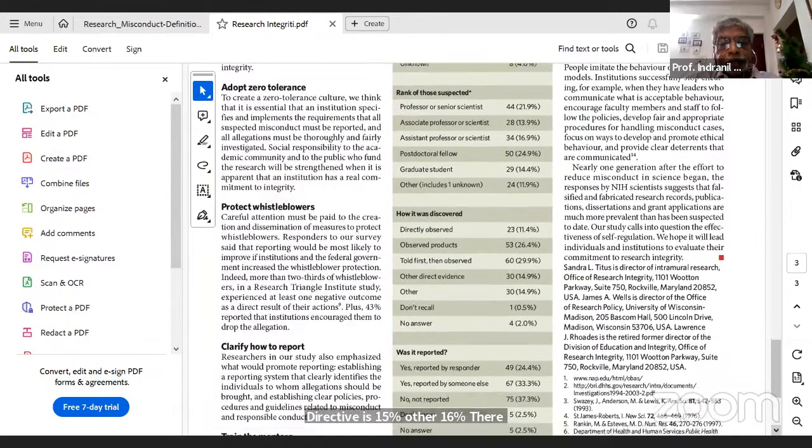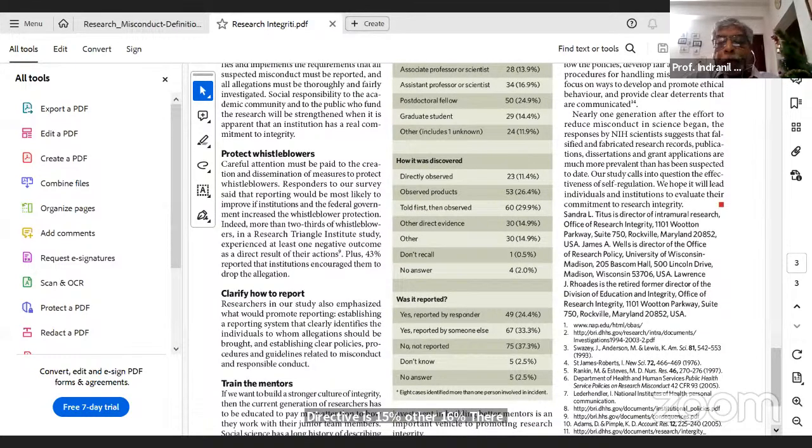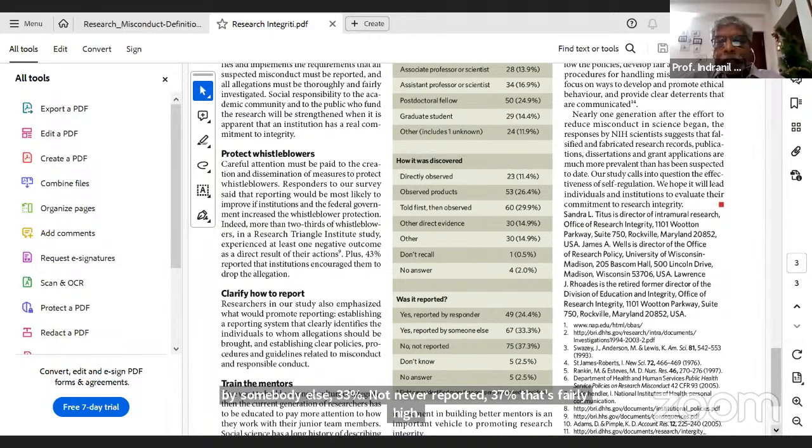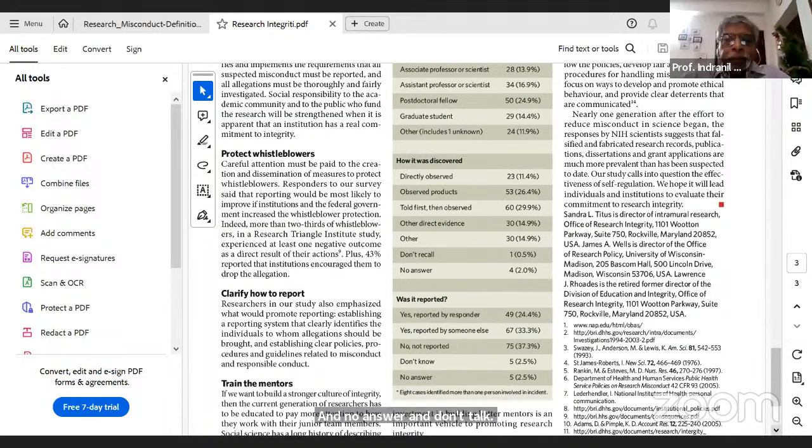Was it reported? Reported by responder, that's 24%. Reported by somebody else, 33%. Never reported, 37%. That's fairly high. And no answer and don't know, that's 5%. So that's typically DKCS, don't know, can't say.